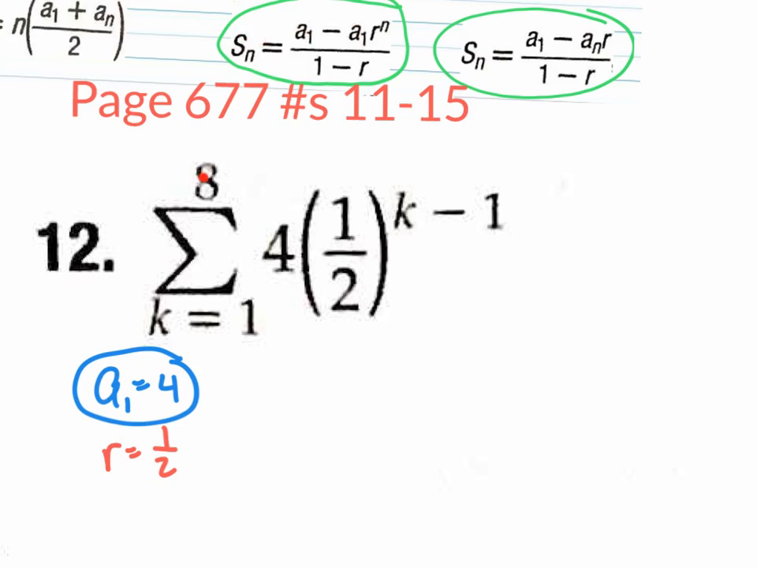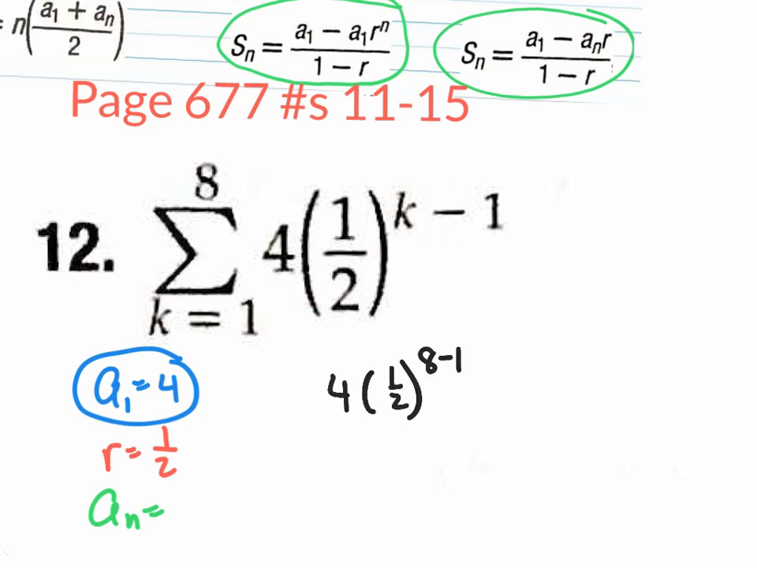But if you don't like factoring out that a sub 1 term, then you might as well just plug in the 8 to find your a sub nth number, which is the last number, okay? So let's do that. Let's plug in an 8 right here. 8 take away 1 is 7. So we have 1/2 to the 7th power.